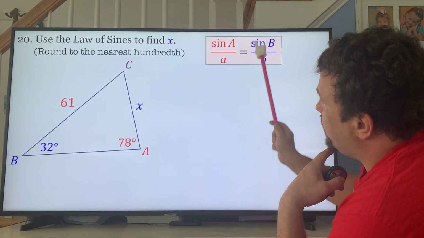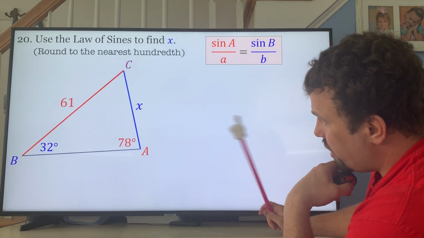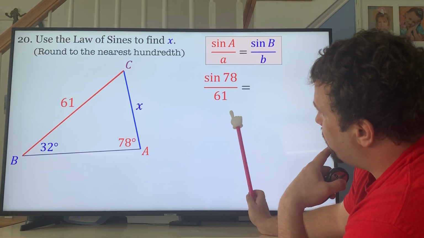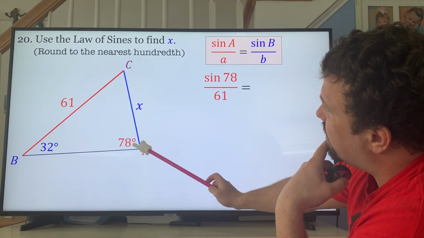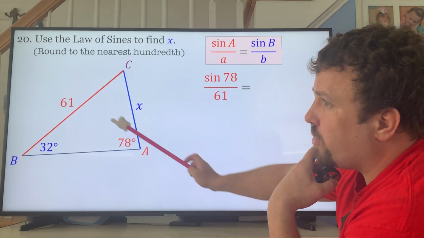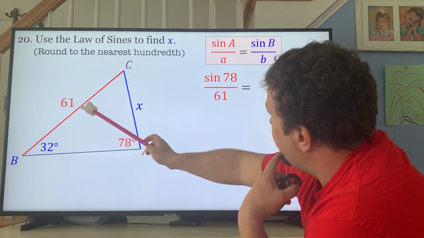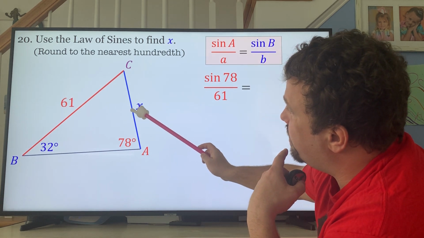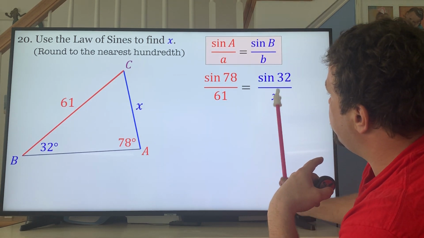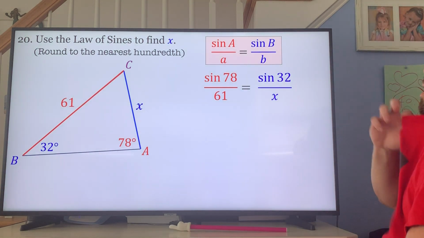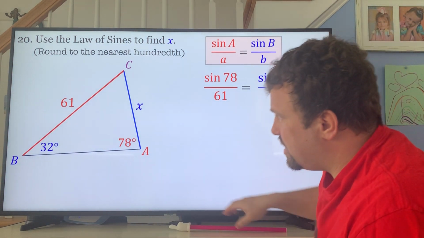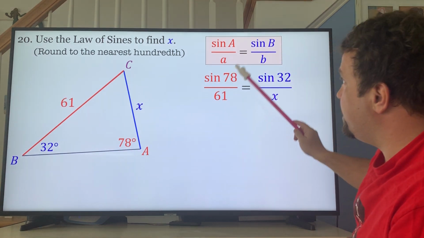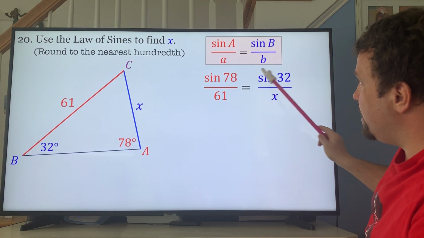The way this works is very simple. You have a bunch of sides here. So, you're going to do sine 78 over 61. The reason you match these two up is angle A is across from side a. Angle B is across from side b, which is x, so sine 32 over x. Once you plug in little b, little a, big A into this equation, type these into your calculator.